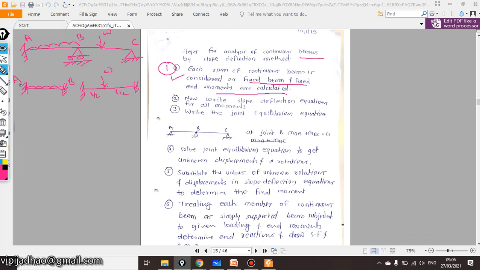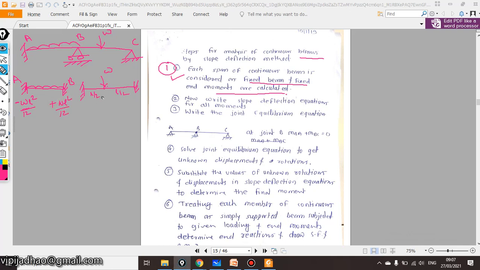Okay, so for this span AB, the fixed end moment MFAB will be equal to minus WL square upon 12. We will be considering the left fixed end moment as negative. And for BA, the fixed end moment will be positive, positive WL square upon 12.